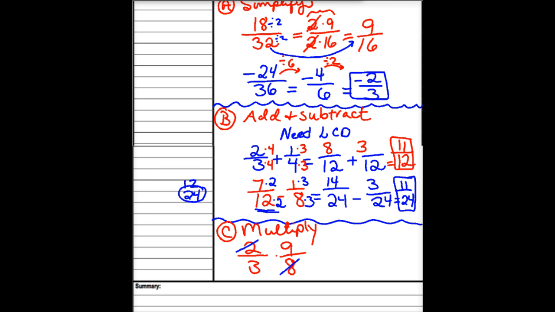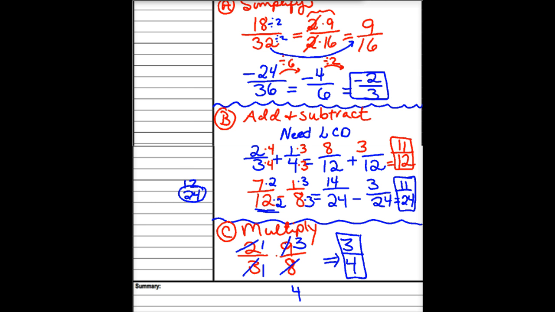So I'm going to divide a 2 out of the top. I'm going to divide a 2 out of the bottom. Then I look at my next one, the number 9. Is there anything in 9 that I can chop out on the bottom? And the answer is yes. I can divide a 3 out of 3, and I can divide a 3 out of 9. Now I can multiply straight across, and I'm going to get 1 times 3 is 3, and 1 times 4 is 4. And that doesn't reduce any farther, so I know I'm done.